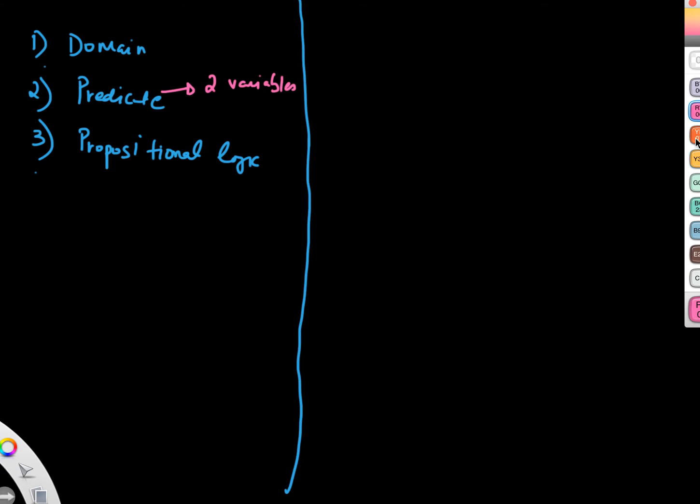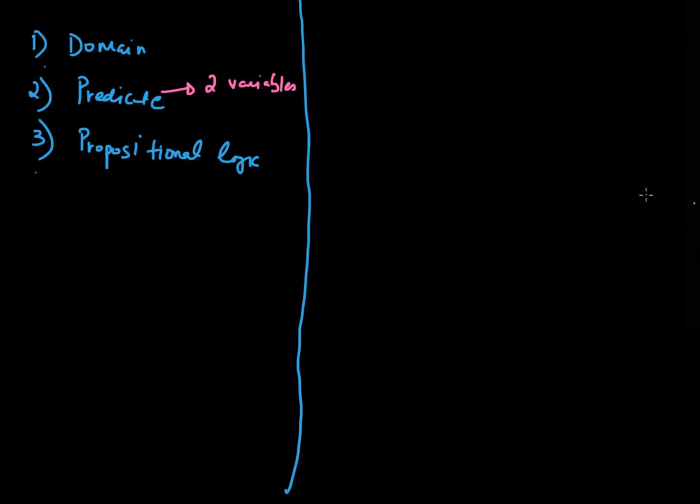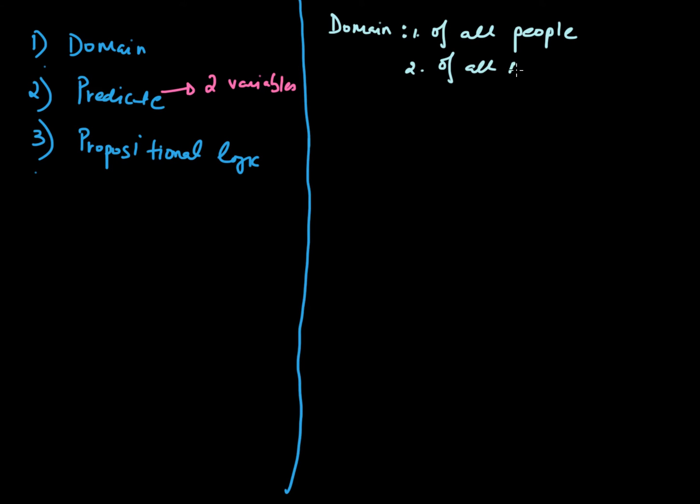Okay, so first, in this problem, let's say my first solution could be a domain of two things. I have a domain of all people. That's my first domain, and my second domain here is of all monetary values. Okay, what's my predicate?